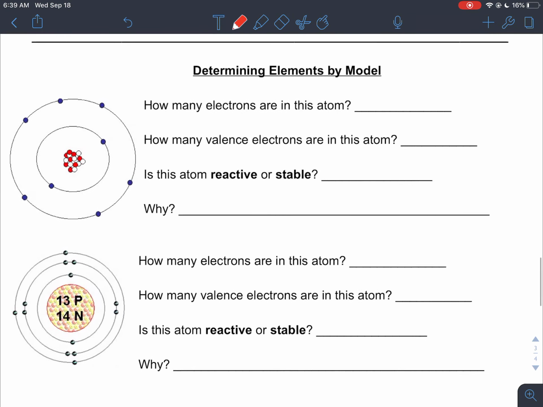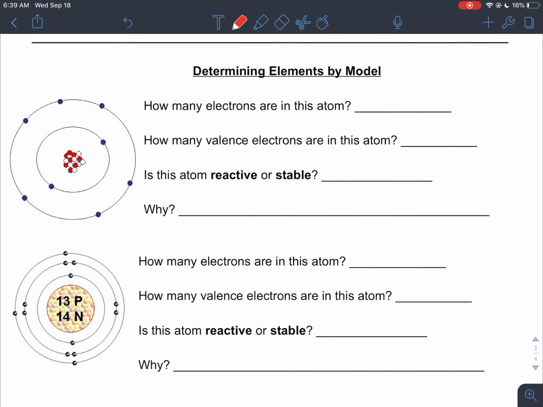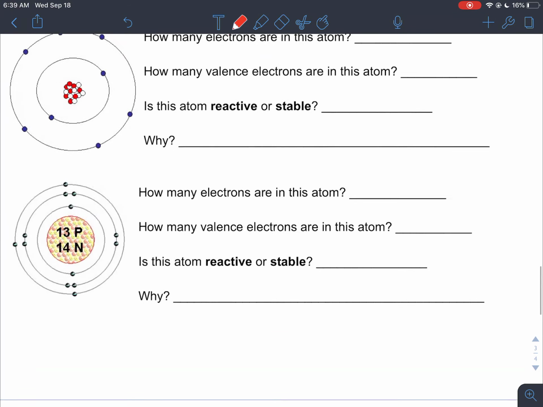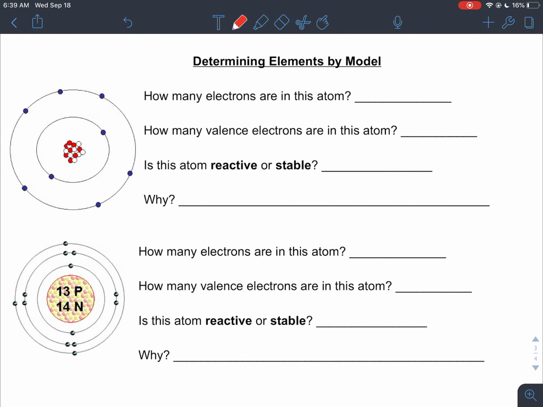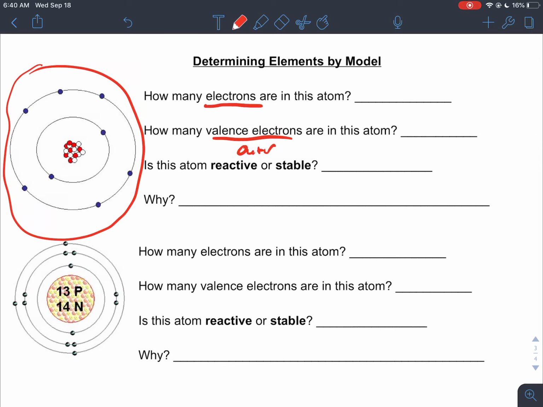Determining elements by model. This one, I'm not going to give you an example because I think we are capable of this, but I want to highlight a couple things. How many electrons are in this atom? Remember, electrons are in this cloud. You're going to count up how many total electrons there are. Put that in that blank. How many valence electrons? This means outer shell. Only count up how many electrons you see on the outside.